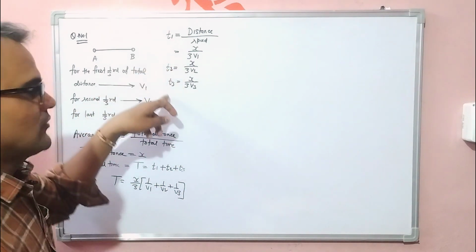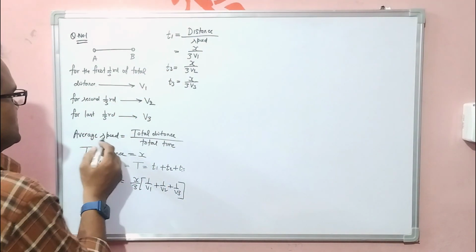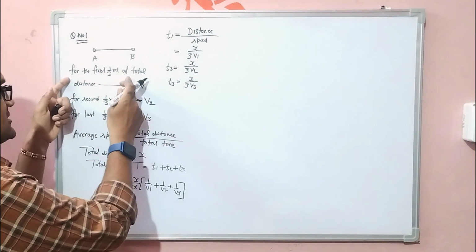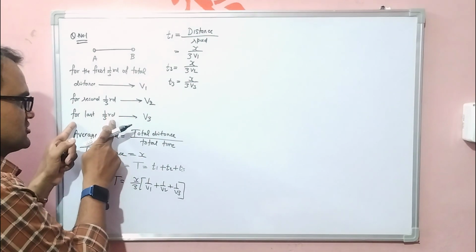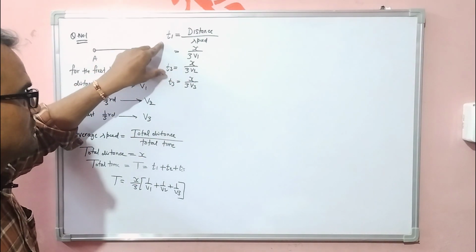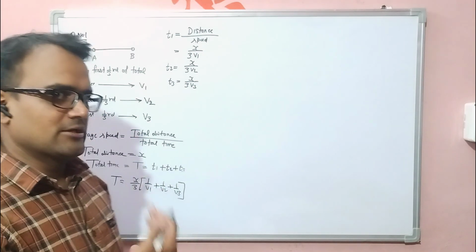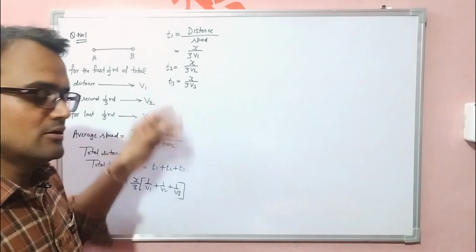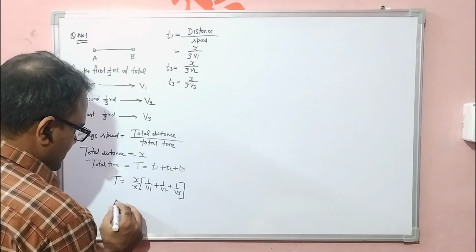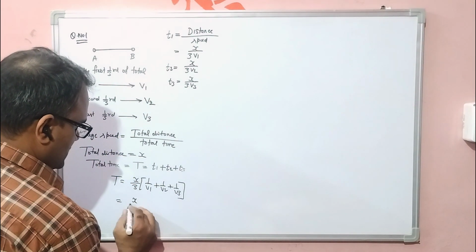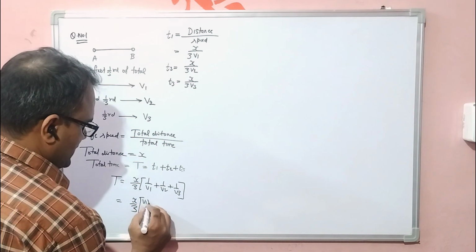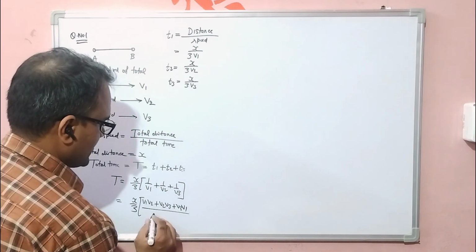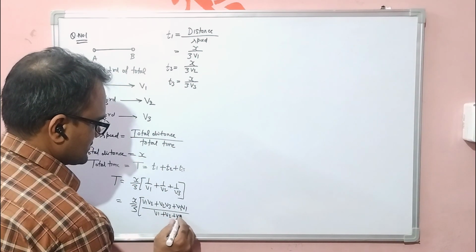Now let's take a look at what I have done. I have just used the formula average speed equals distance upon time for each particular segment. That's why I have written down the expressions of T1, T2 and T3 for each segment, right? And then ultimately I could find the expression for total time. Okay, so let's work it out here. It will give me x over 3 times (v1 v2 plus v2 v3 plus v3 v1) divided by v1 v2 v3.